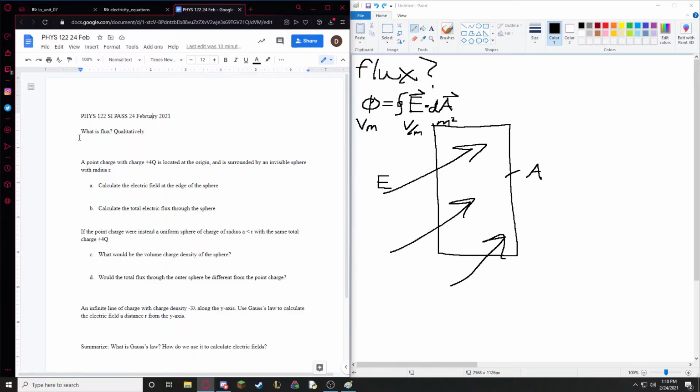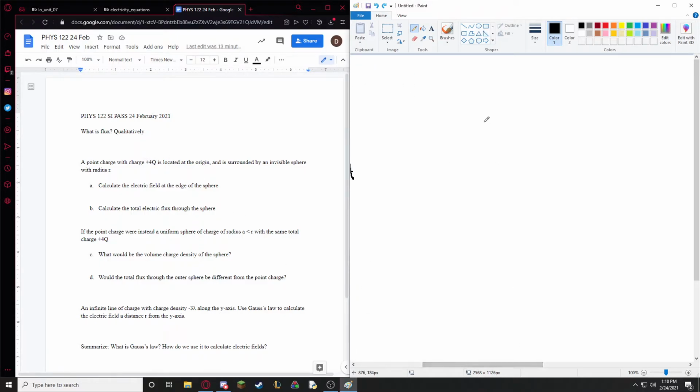We're going to have a point charge with a charge plus 4q. It's located at the origin, so let's say right there, plus 4q. And it's going to be surrounded by some invisible sphere with a radius r. First of all, I want to know what would be the electric field at the edge of the sphere. Just use Coulomb's law. And then what would be the total electric flux through the sphere? Let's take 5 minutes, then we'll go over it.